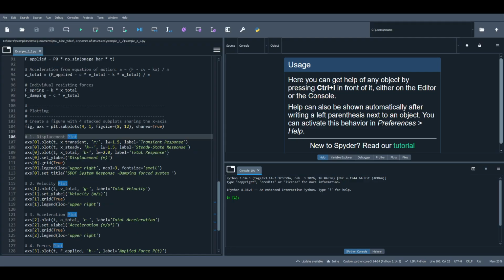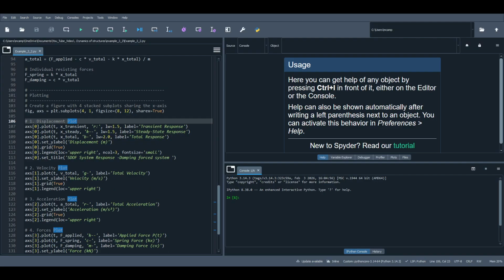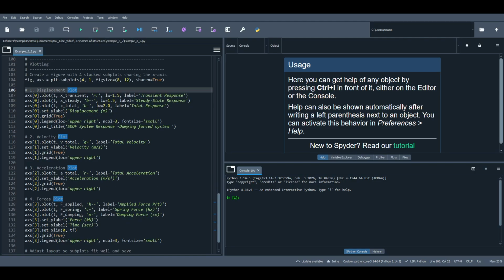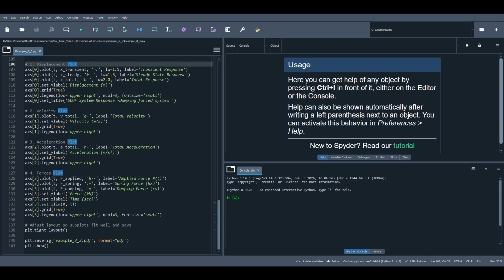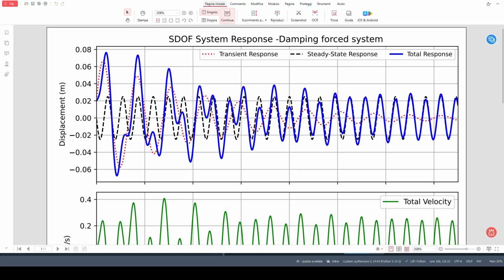After that there is the plotting setup, with 4 graphs where we show the displacement, the velocity, the acceleration, and also the force. And finally, at line 140, we save this graph as example 3.2. We can see this graph here.